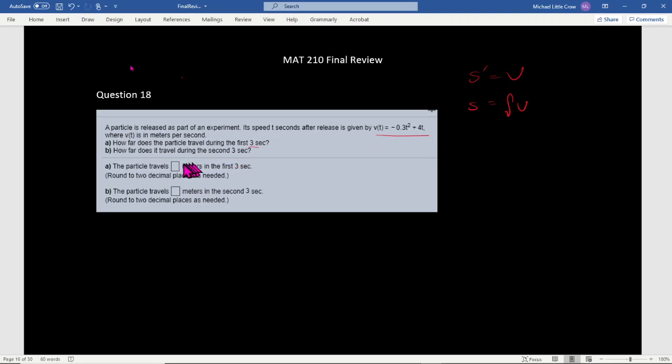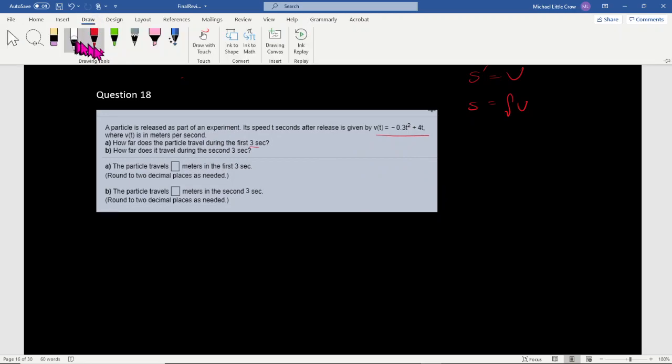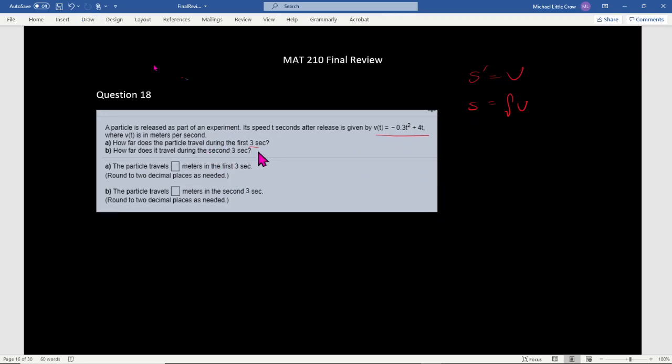So what we want to do is integrate the first time from 0 to 3. During the second 3, we want to go from 3 to 6, right? So the integral of minus 0.3 t squared plus 4t dt. First part, we're going to go from 0 to 3. Second part, we're going to go from 3 to 6. Okay, so we integrate it.